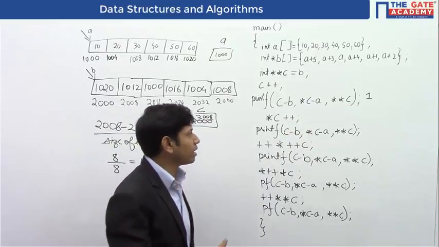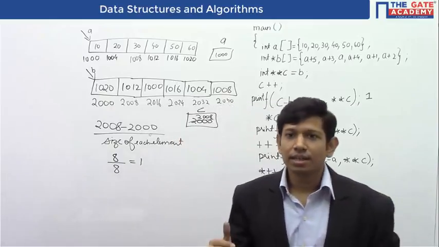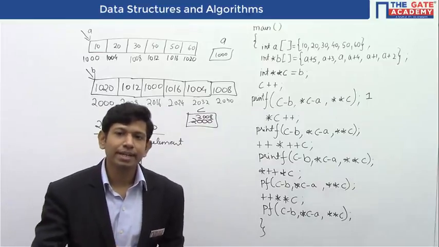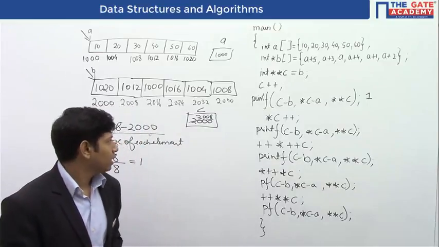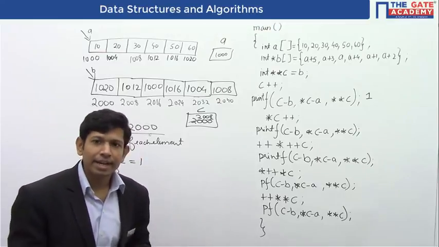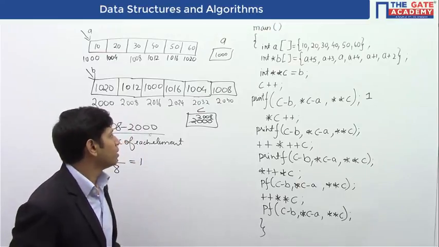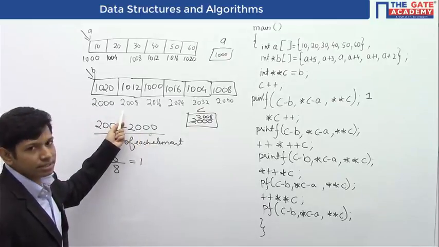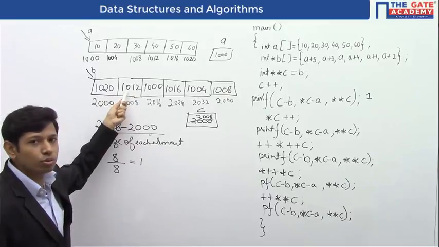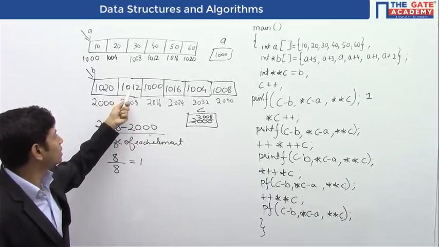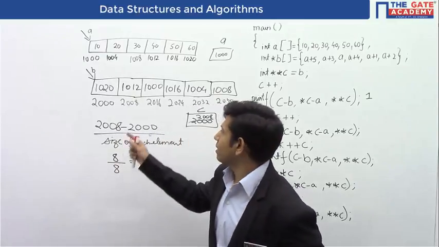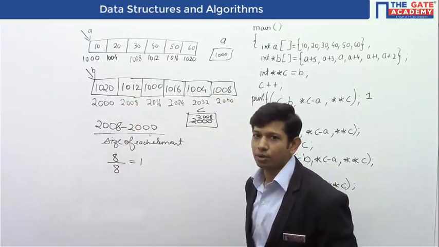Let's see what star C is. Star is the asterisk or the star operator. It is used to dereference. Now C is containing 2008. When star is applied, it dereferences 2008, so it returns the data of 2008. It returns 1012.